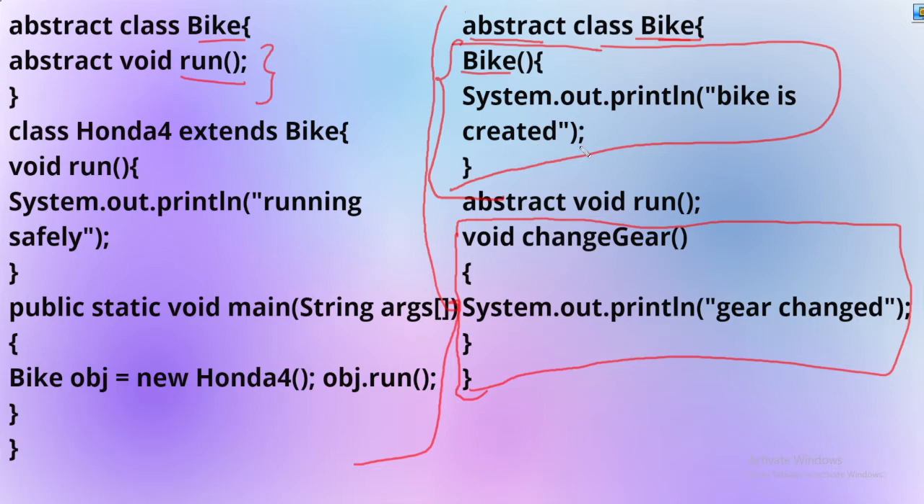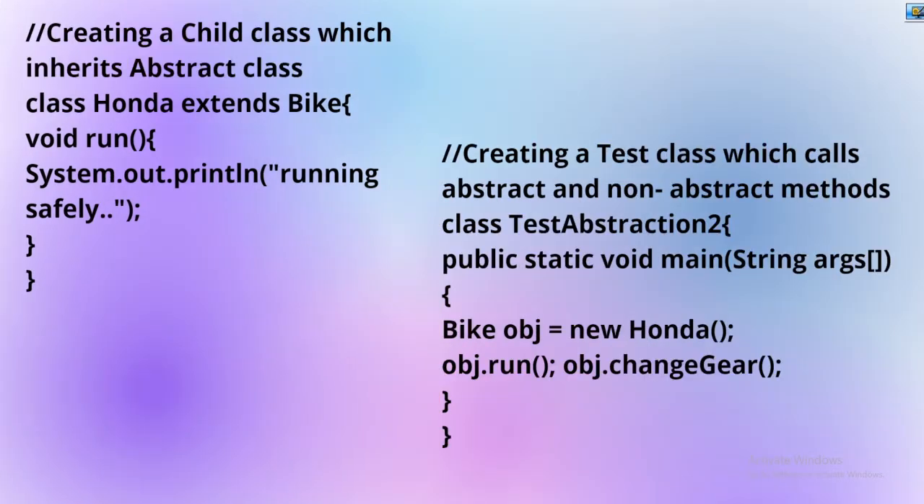There are two ways how you can use your abstract class. This also can be used similar to this itself. Now let's see the other two examples. Creating a child class which inherits the abstract class: class Honda extends Bike, void run. So this is how we have created it from the abstract class Bike. Now here, creating a test class which calls abstract and non-abstract methods. In the previous program, you had an abstract class Bike, from that you extended Honda, and this was how you wrote the implementation for the abstract method.